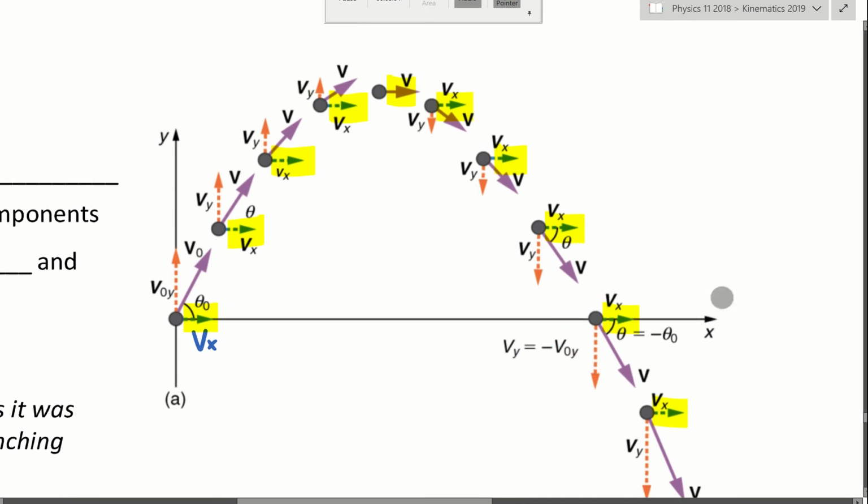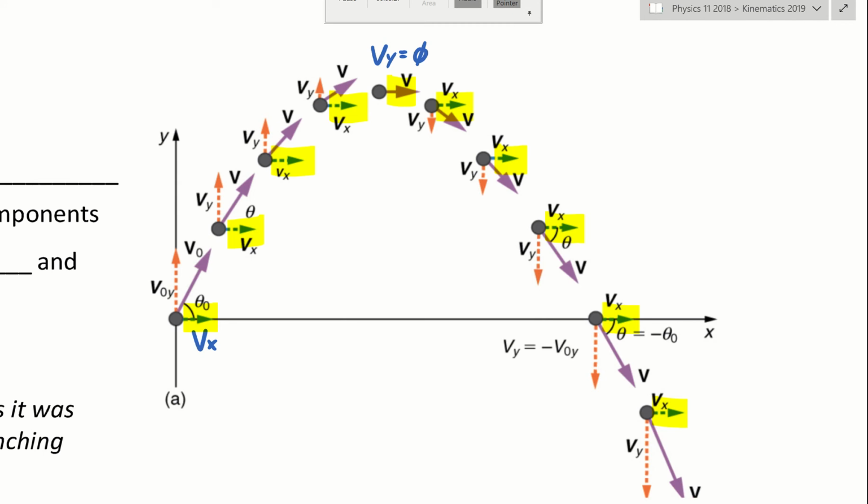Now, however, the vertical speed, which is the orange value, the orange arrows in here, is changing. At the beginning, it's at some initial speed, and then it keeps getting smaller and smaller because of gravity. At the highest point, that Vy is technically gone. So at the highest point, Vy is 0. And then it starts to become negative and grows on the other side.